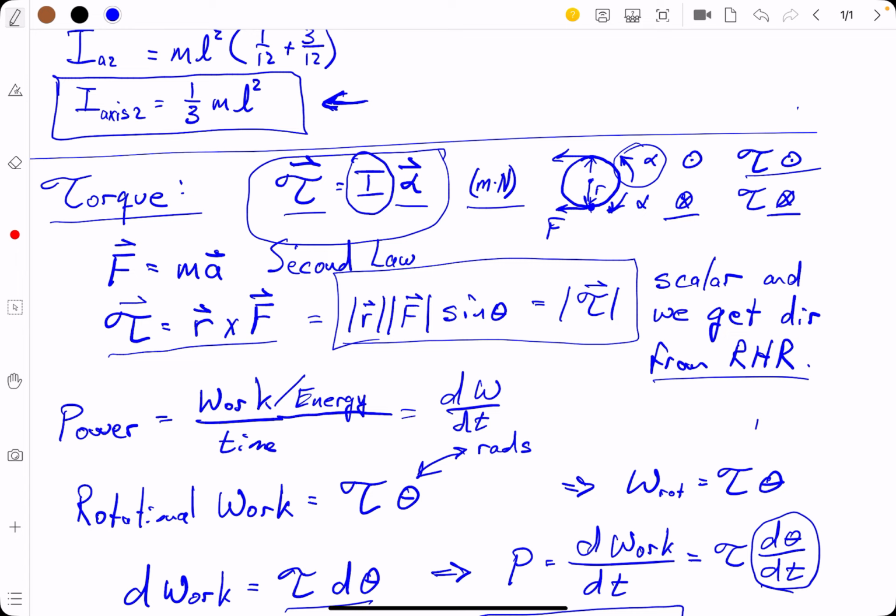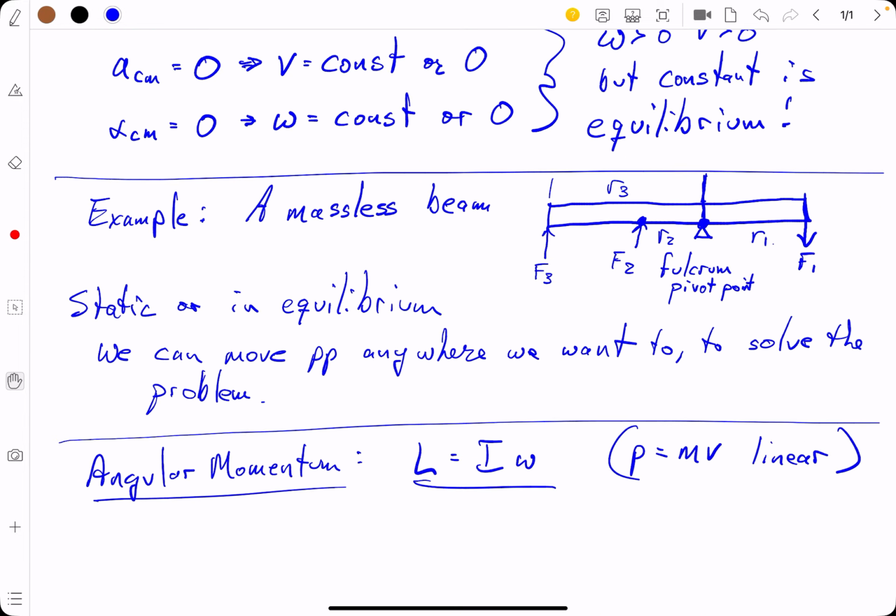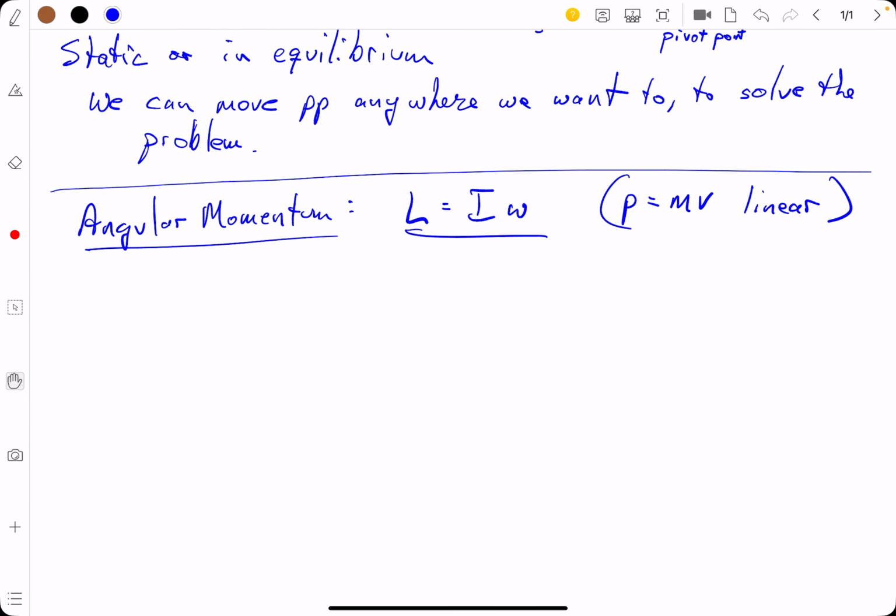Let's go back down to angular momentum. This is not as easy. It's a kilogram meter squared per second. When you go through and analyze the units, that's what you get.